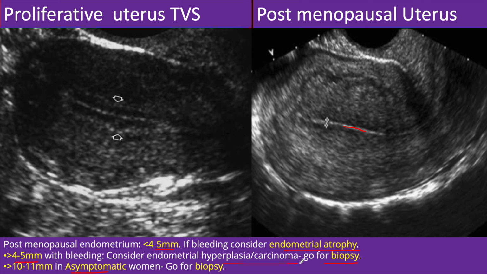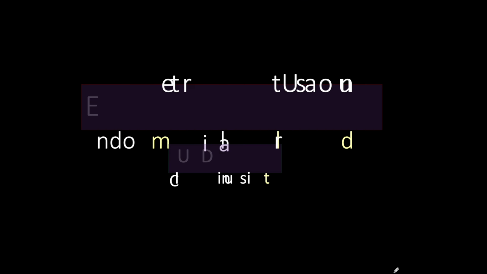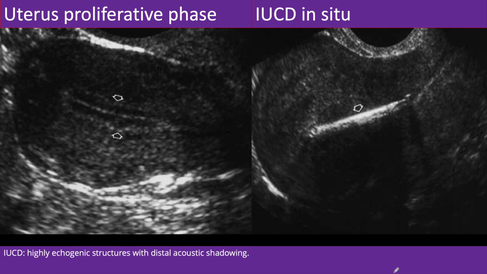Section 7. IUCD and endometrium. Now look at this image. See that bright central structure with a posterior shadow? That's an intrauterine contraceptive device, IUCD. When measuring the endometrium, make sure to exclude any artifacts caused by the IUCD. If accurate measurement isn't possible, it should be clearly documented in the report.